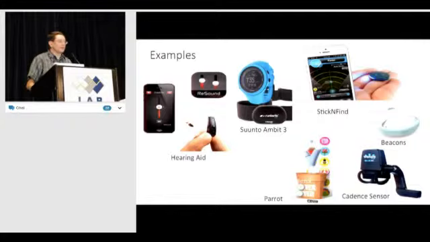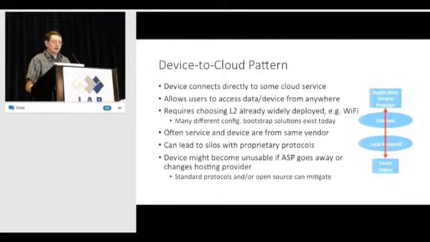Second pattern is the device-to-cloud pattern, right? So in this case, the smart object connects to the existing network and connects back to a cloud service that's typically run by the same vendor as sells the smart object. The benefit, of course, the reason why they do it, is so that you can access that device or data from anywhere, right? You just talk to the cloud service and you get access to it.